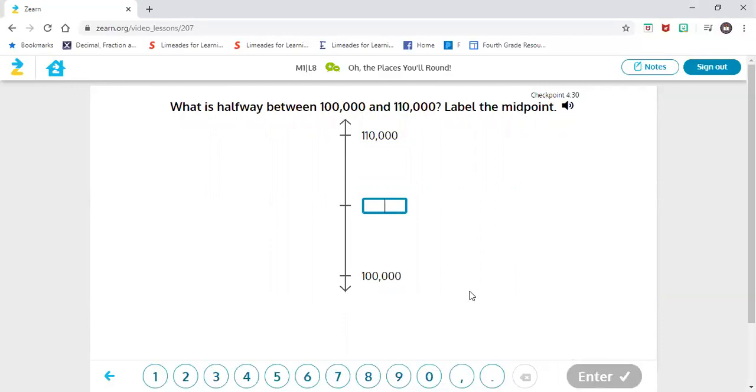Okay, now I have to find my halfway point or my midpoint. Halfway point, midpoint, both mean the exact same thing. Okay, so I have 100,000 and I have 110,000. What would be my halfway point? My halfway point will be 105,000. That's my midway point between 100,000 and 110,000.